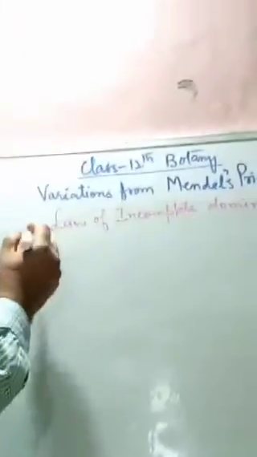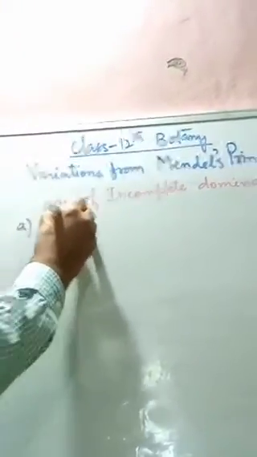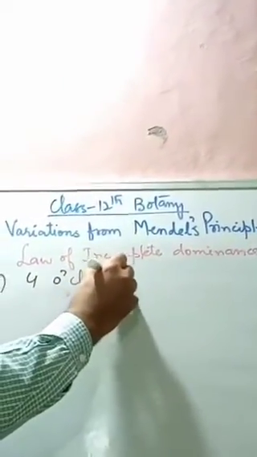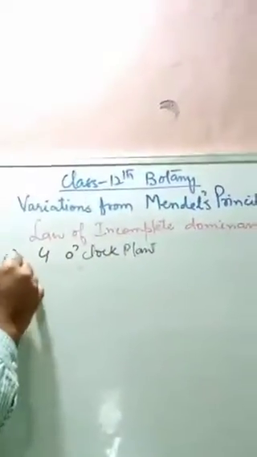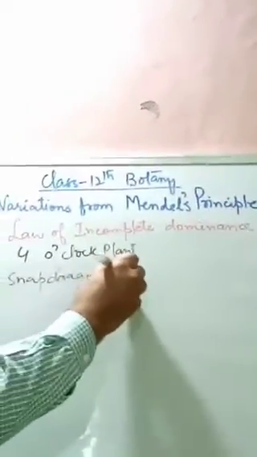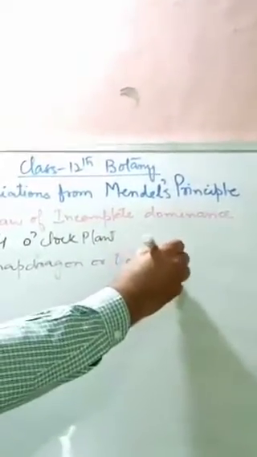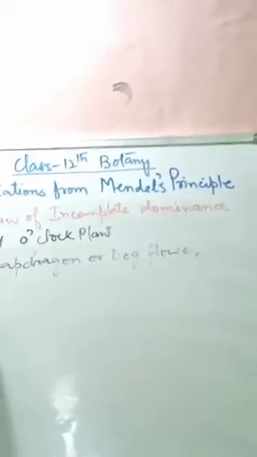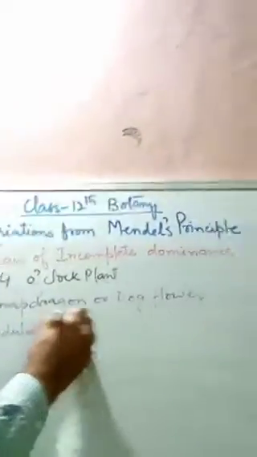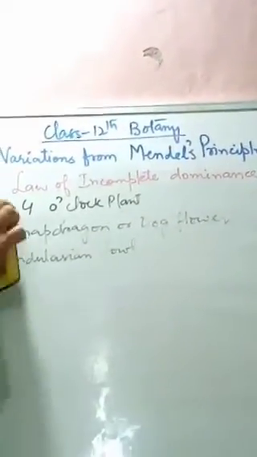We have got some well known three examples. First one, the four o'clock plant. Then we have got the second one, snapdragon, or dog flower plant. Then we have got one more that is called the Andalusian fowl. Now what happens in these? We will study these two, which are almost the same, in which flower coloration is the same. So let us discuss this one and then this one.